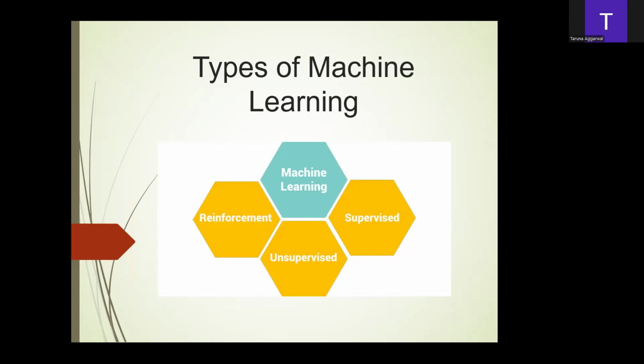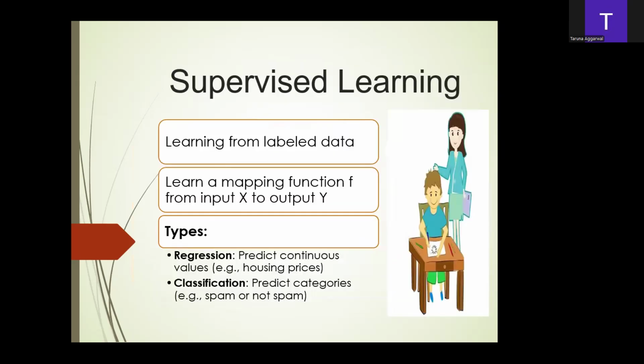Supervised learning is basically where the algorithm is trained using a data set that contains input and output pairs. For example, predicting house prices based on features like location and size. The goal is to learn a function that maps input to the correct output. As I said, the learning is from labeled data, mapping a function from input to output.